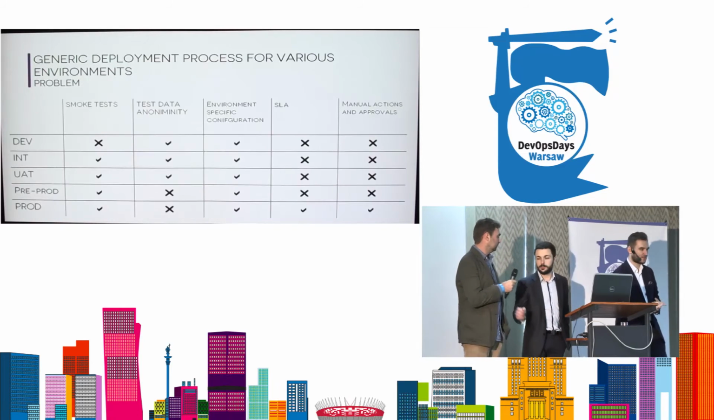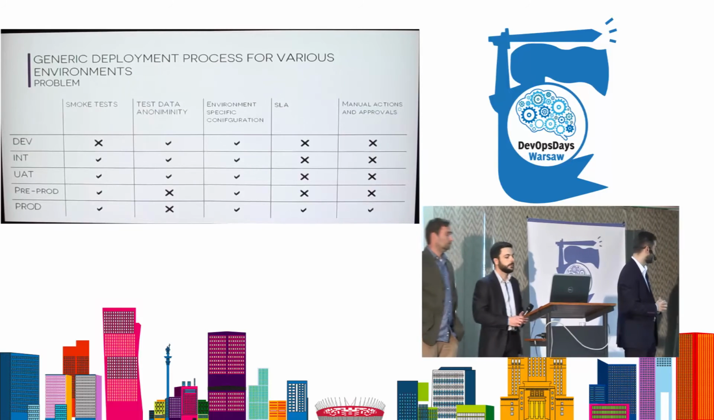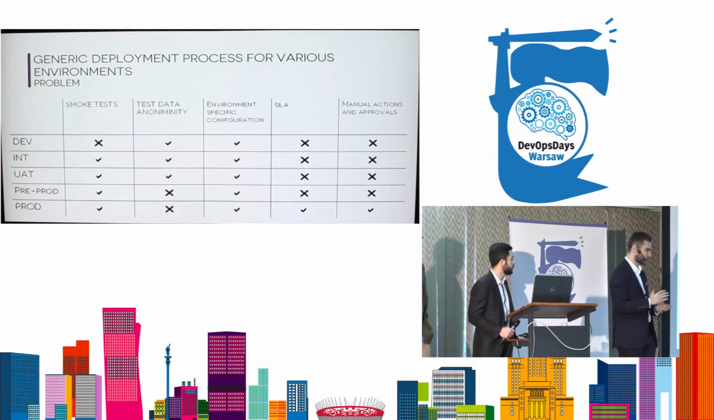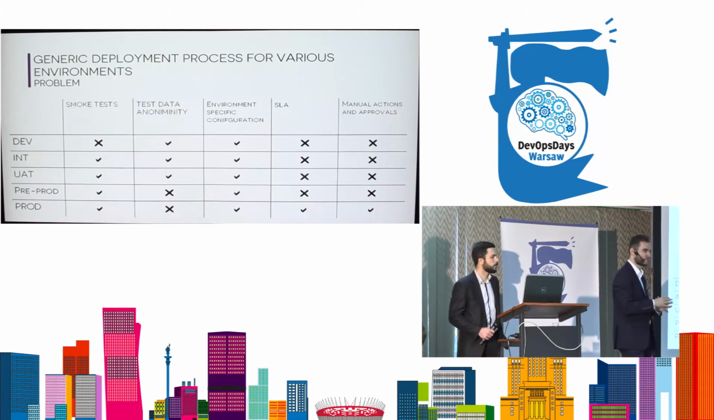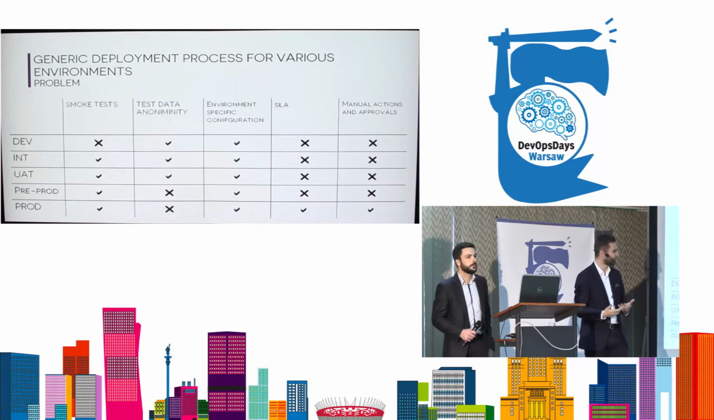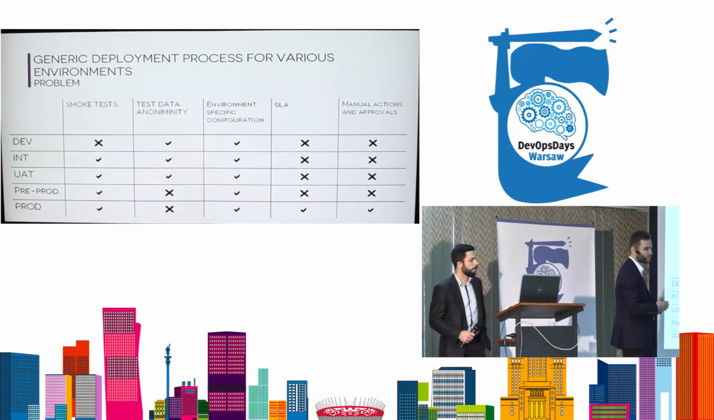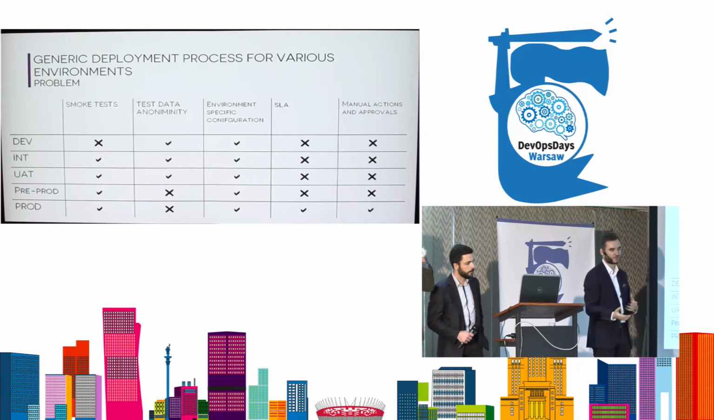Okay, so we are still on the environment problem. What happens in organizations is that they have many various environments, many various types of environments. So the differences cause the deployment process to be different if we do it manually. For instance, we might have deployment verification that we want to run, but we don't want to run it on development environments. We just want to do it on any other. We might have some test data anonymity tools that we want to use, but we want to use them only on test and development environments as well. So we don't want to do it on pre-prod or production.